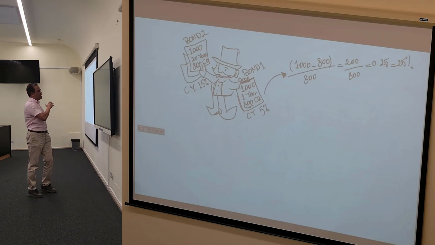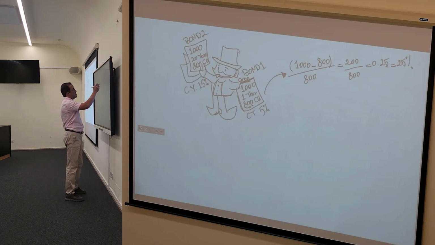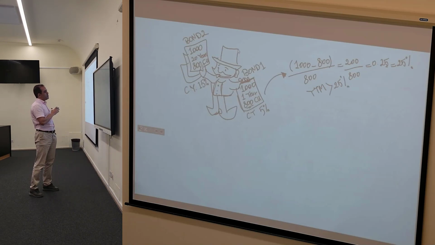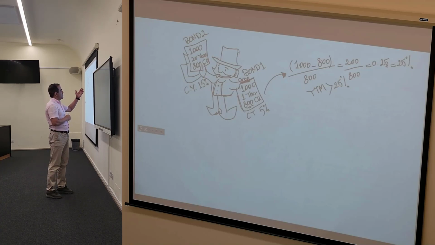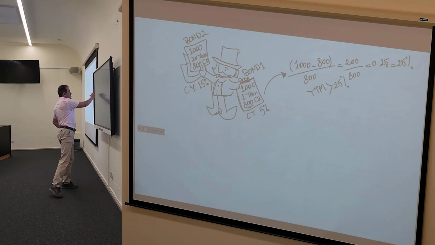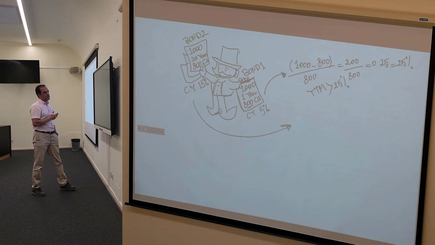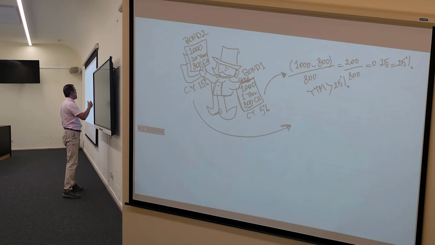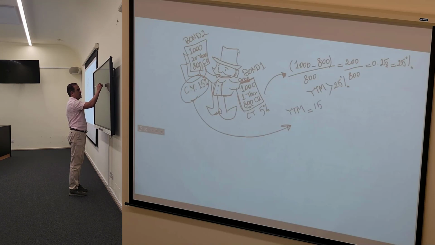Okay. Since it doesn't have a coupon payment, its yield to maturity must be what? The yield to maturity must be greater than that 25%. But because the current yield is a good approximation of the yield to maturity for a 20-year bond, we know that the yield to maturity on this bond is approximately 50%. So the yield to maturity, as we have here, is approximately 50%.